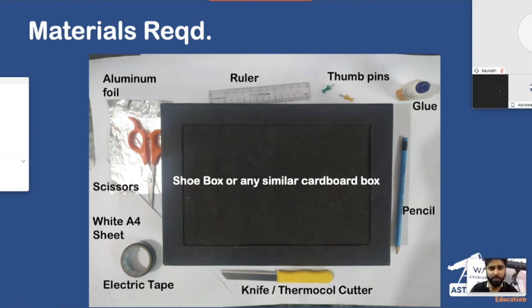So what all things do you need? You need aluminum foil, a pair of scissors, a ruler, thumb pins, glue, and a shoe box. I used a shoe box. You can use any similar box, just so that the light should not go into it, right? You need a pencil. I've used a knife. You can use a thermocol cutter. You need electric tape.